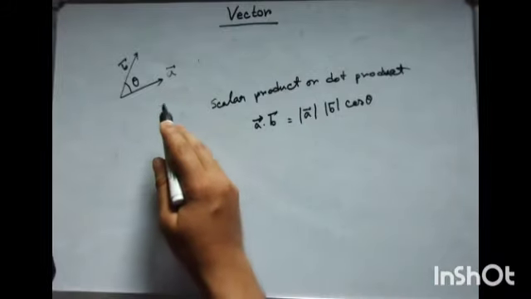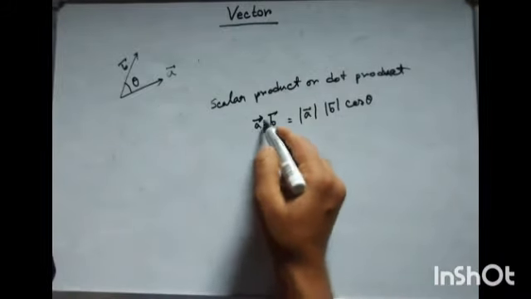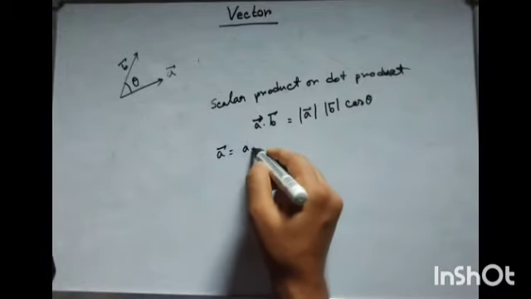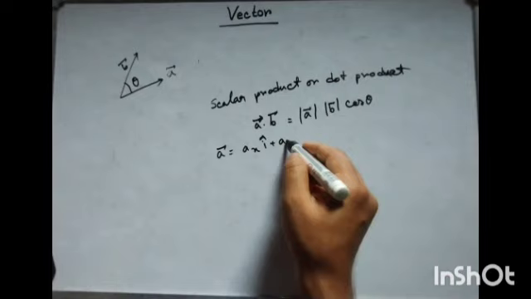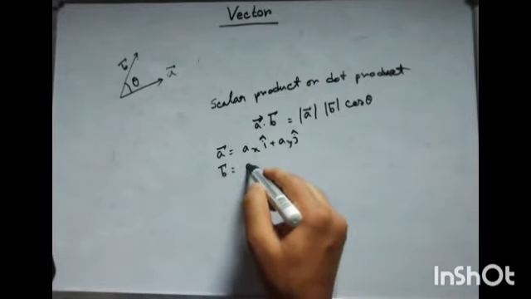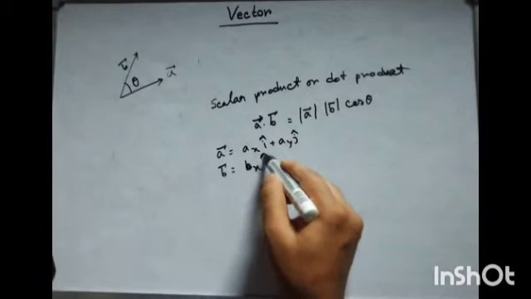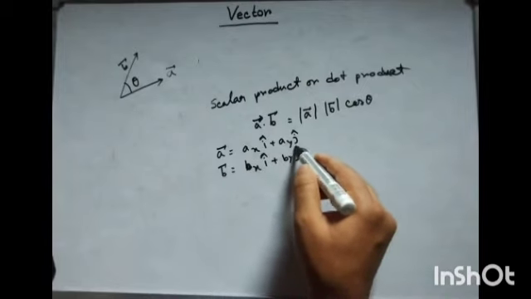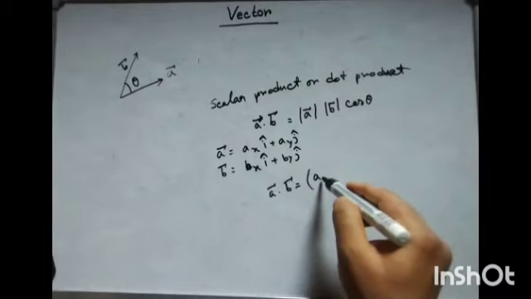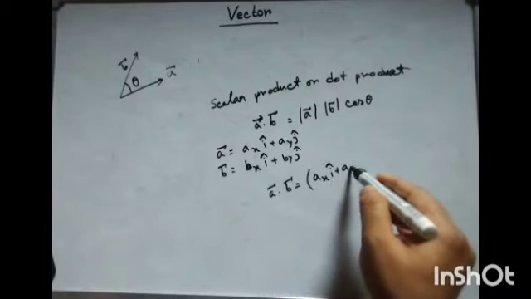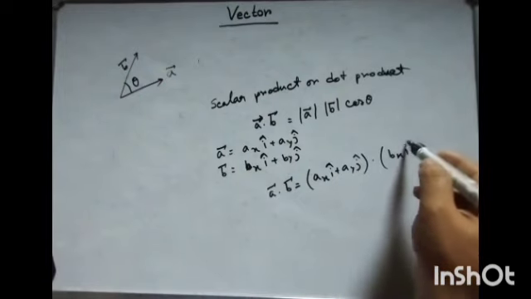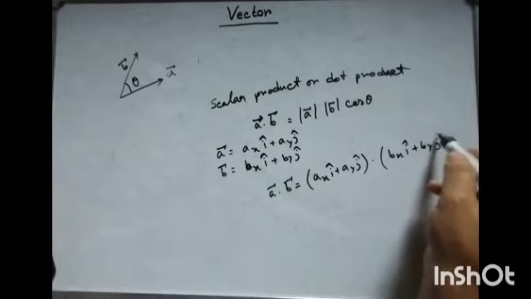And suppose if I break these vectors into components, suppose a vector is ax i cap plus ay j cap, and b vector is bx i cap plus by j cap, then a vector dot b vector will be (ax i cap plus ay j cap) dot (bx i cap plus by j cap).